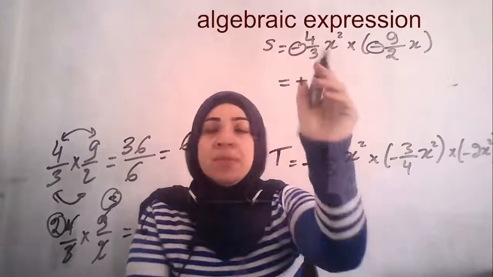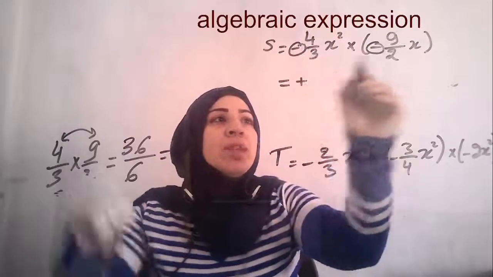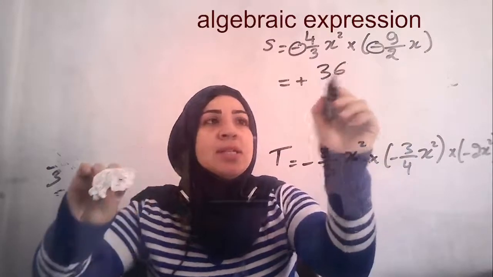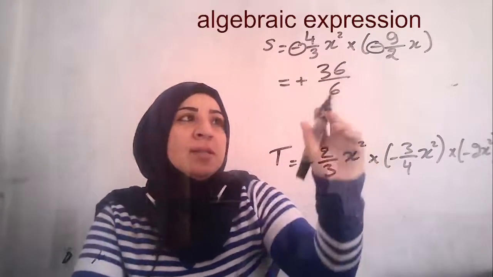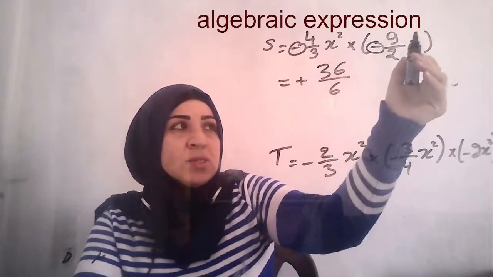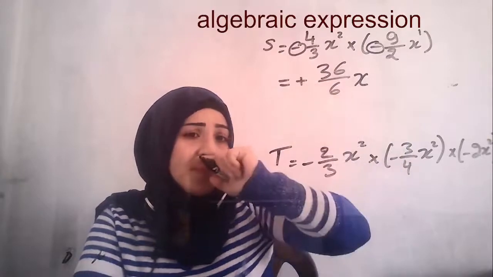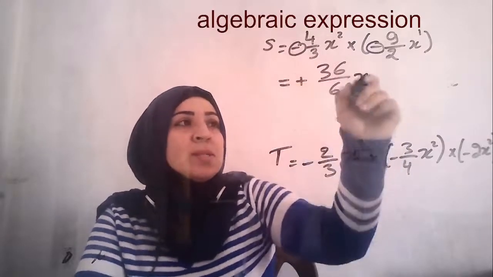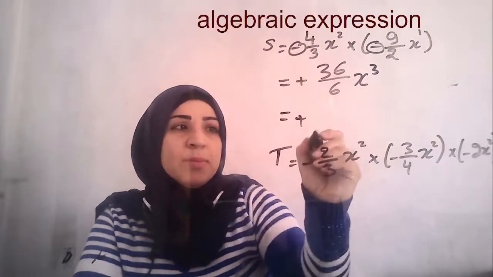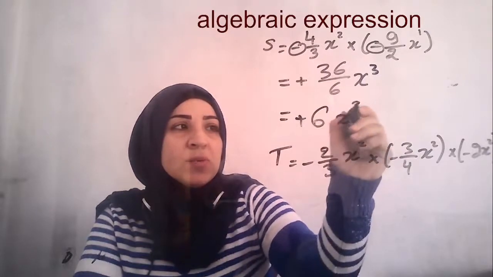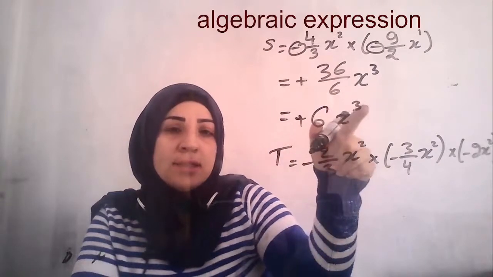Okay, here I told you how I solved it. Now we have 4 over 3 times 9 over 2, it's 36 over 6. We multiply the numerators by each other and the denominators by each other. x squared times x, it's x to the power 1. Same base, I keep the base and add the exponents. 2 plus 1 is 3. Now, here we can simplify. 36 divided by 6 is 6, so it's 6x to the power 3. The variable is x, the coefficient is 6, and the degree is 3.